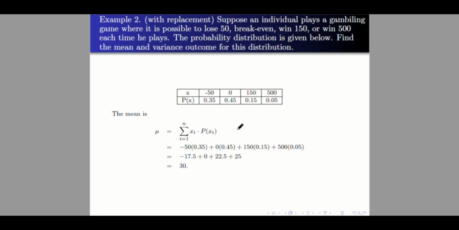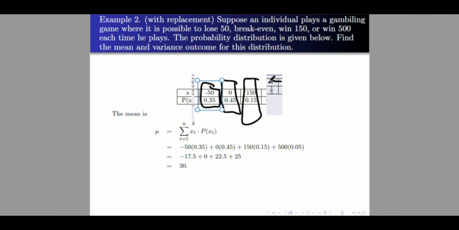So the mean is, again, you take the product of each column, and then you add. After adding, the result is 30. So the mean for this one is 30. I think it means that on the average you will win at least 30.